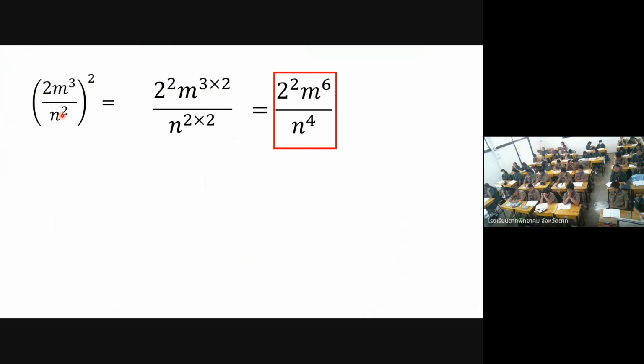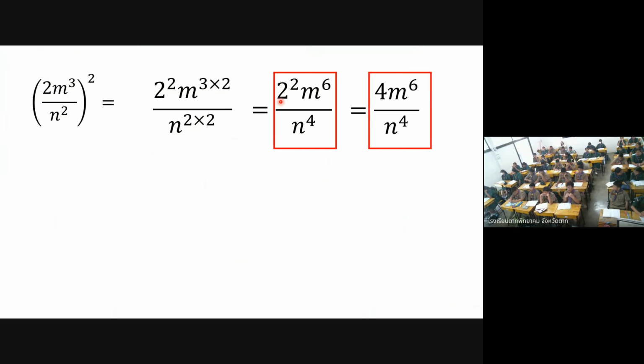And n to the power of 2 to the power of 2 is n to the power of 2 times 2, which is equal to n to the power of 4. That is why this is your answer. Or we can simplify it to 4m to the power of 6 over n to the power of 4, because 2 to the power of 2 is equal to 4. You don't need to simplify, but if you want to simplify, it is also okay. Okay, next.